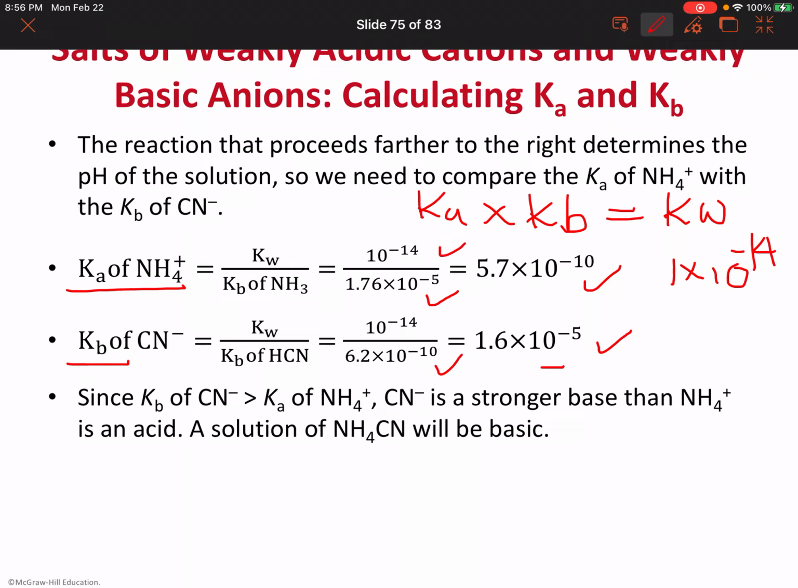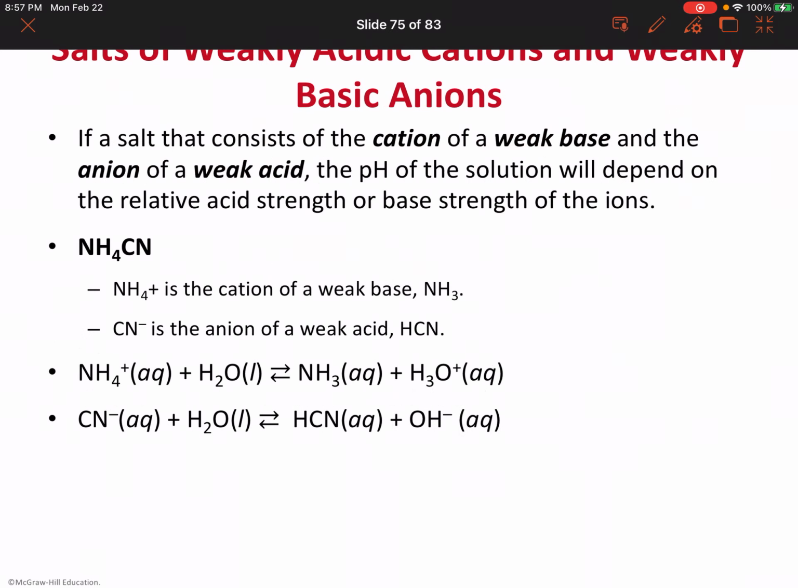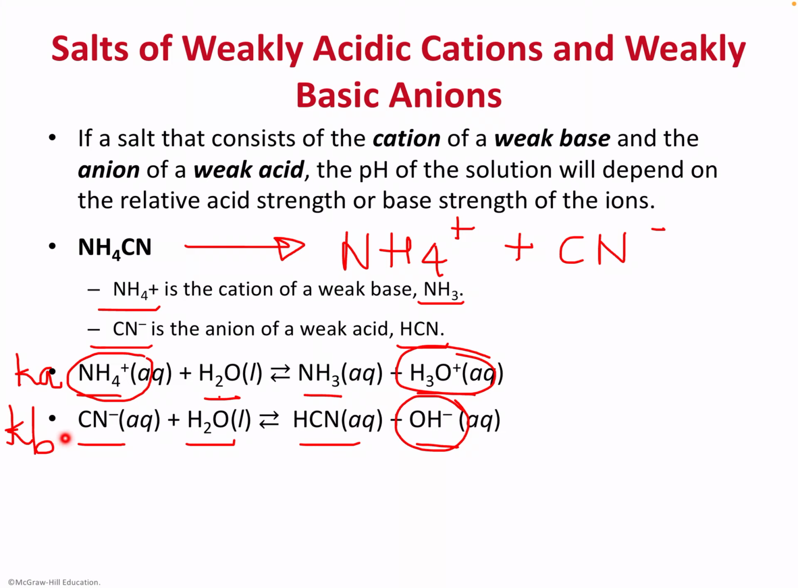Now between these two values, which one is bigger? This is bigger, right? Since the Kb of cyanide is greater than the Ka of the ammonium ion, cyanide is a stronger base than ammonium is an acid. So the solution of ammonium cyanide will be basic, because the Kb is stronger compared to Ka. As a result, this equilibrium is favored and the solution will become basic.